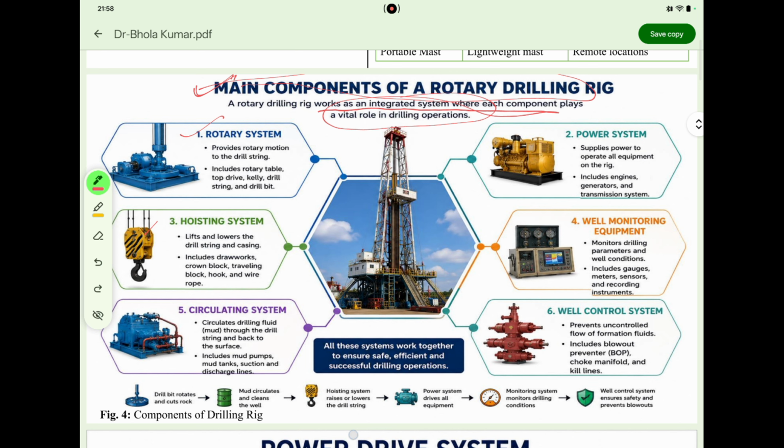The first system we are going to talk about is the rotary system, right? The second system is the power drive. Then the third one is the hoisting system. The fourth one is the well control and circulating system. This naming is just random. It is not that you have to remember 1, 2, 3, 4, 5. The systems you need to remember; the numbering is just random, right?